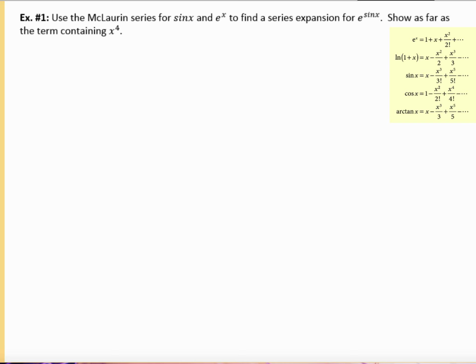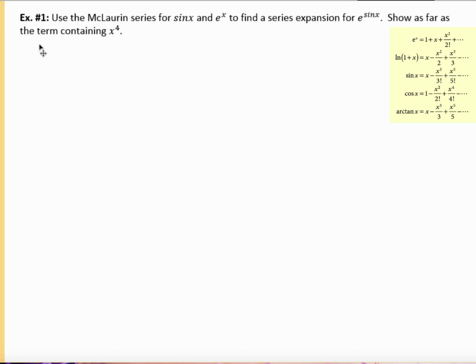Example number one. We are going to use the Maclaurin series for the sine of x and the Maclaurin series for e to the x power to find a new series expansion for e to the sine of x. Do you see how this is a composition of functions, where we have the sine of x that's been placed into the x that's in the e to the x power function? So this is a composition.